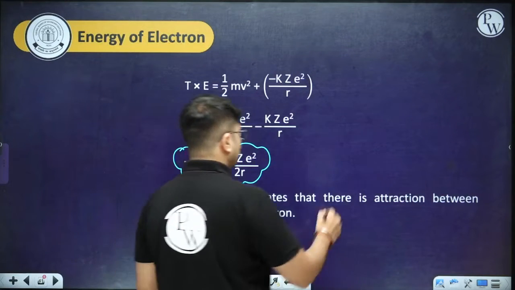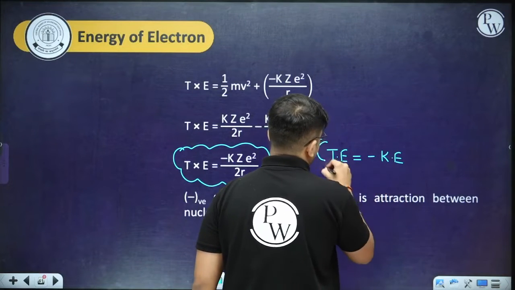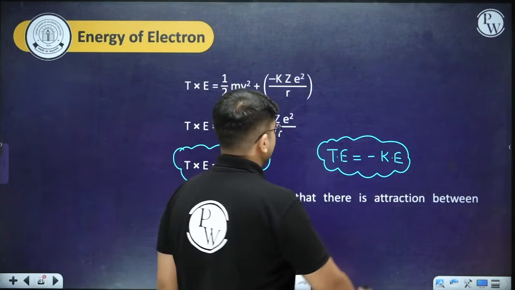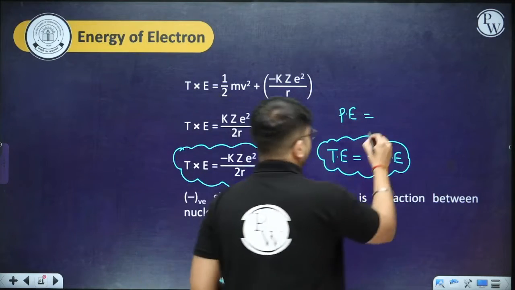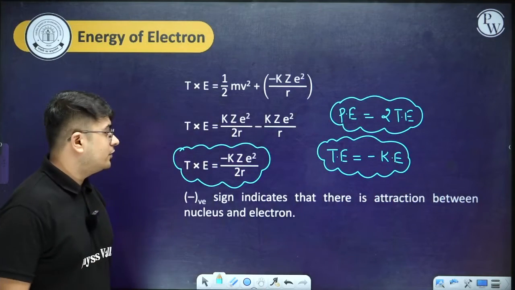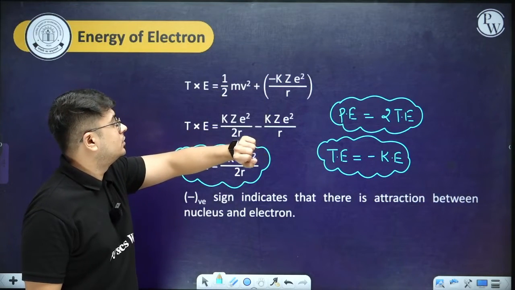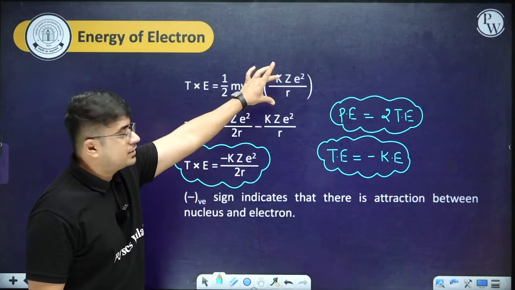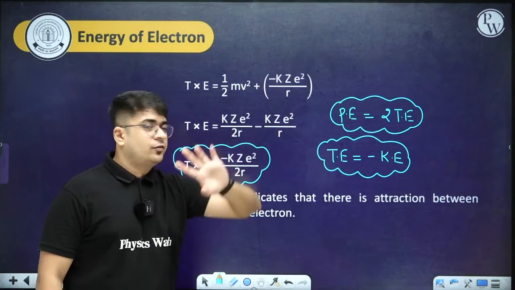Now you can see from this that total energy is basically the negative of the kinetic energy. And if I consider the potential energy part, that will be twice the total energy. You can simply look at the values, because potential energy is this much. If I multiply the entire part by 2, I get this value, which is the potential energy. So I can say potential energy is twice the total energy, and total energy is the negative of kinetic energy.